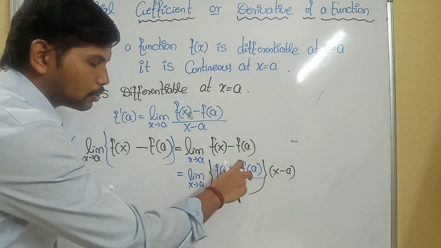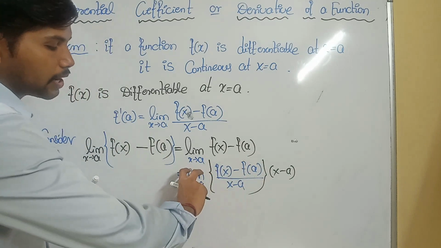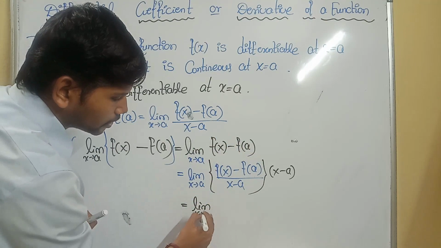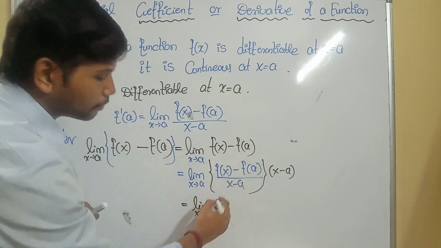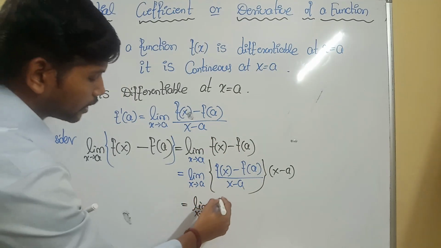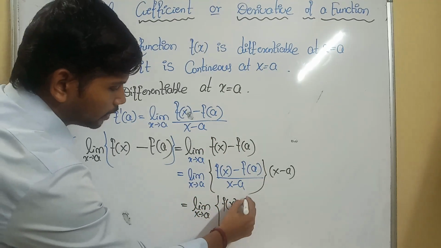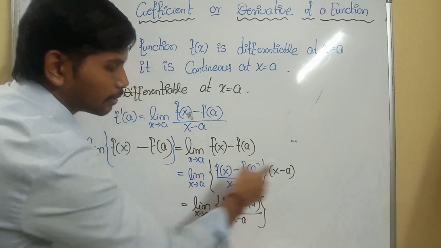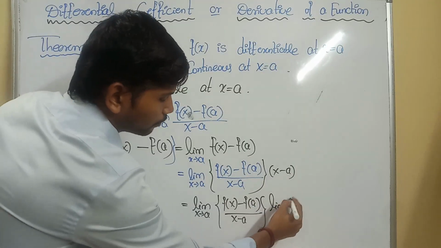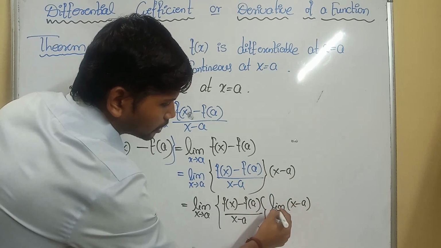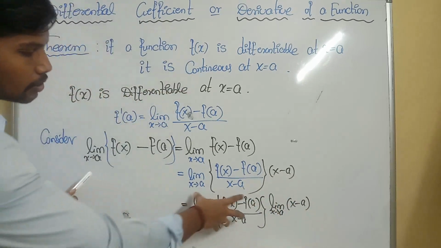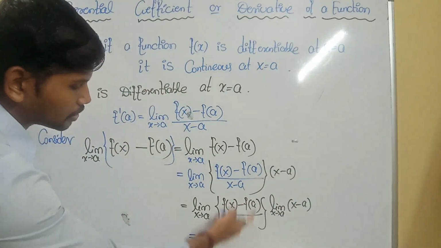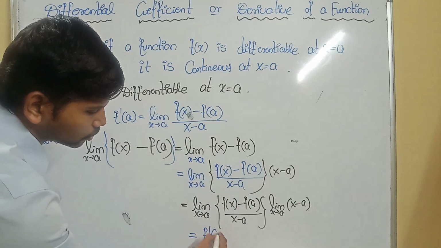Whenever a limit is applied to a product of functions, you can apply the limit of the first function and the limit of the second function. I'd like to write limit of x tending to a of f of x minus f of a divided by x minus a. Got the point clearly? Limit applied to the second function, limit of x minus a as x tending to a. Then this is nothing but the derivative of the function, differentiable function at x equal to a, which will be replaced by f dash of a.